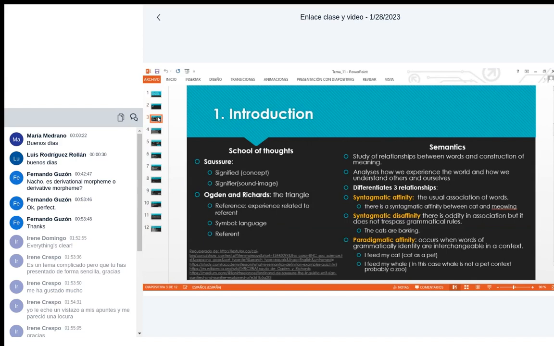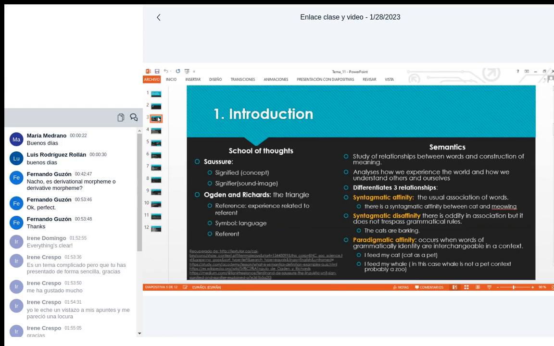The next linguists that also theorized about the meaning of lexemes and the construction of lexemes were Ogden and Richards. They drew a triangle in which they make the relationship between three things. The first one was the referent, which is the existing thing in reality. Then we have the symbol, which is how this concept is written or pronounced, and finally the reference, which is the experience associated to this referent.